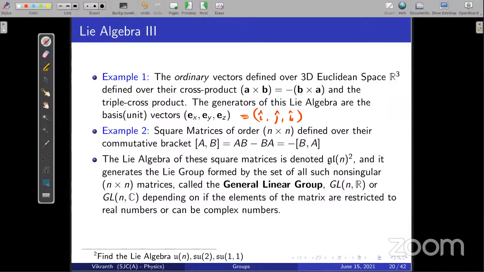Another example that we are going through right now is the groups of square matrices, the general linear group, where the commutator bracket is defined as AB minus BA. The ones who've done quantum mechanics would have come across this already. Those again form a Lie group, a general Lie group where the matrices are non-singular, which means their determinant is not equal to 0. So you can go ahead and find their inverses and so on.